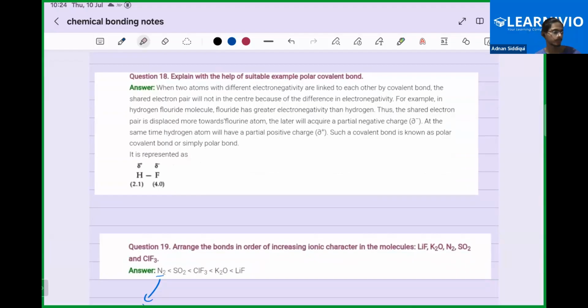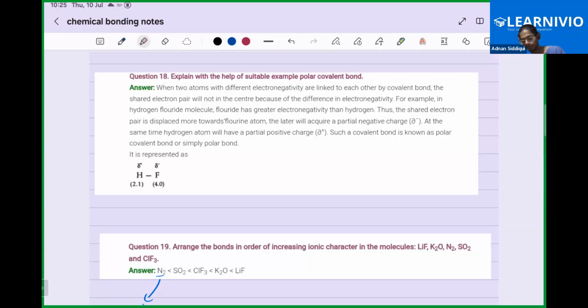Enthalpy means the tendency, right? No, enthalpy is simply energy. So electron gain enthalpy is about the energy that is required to gain an electron.